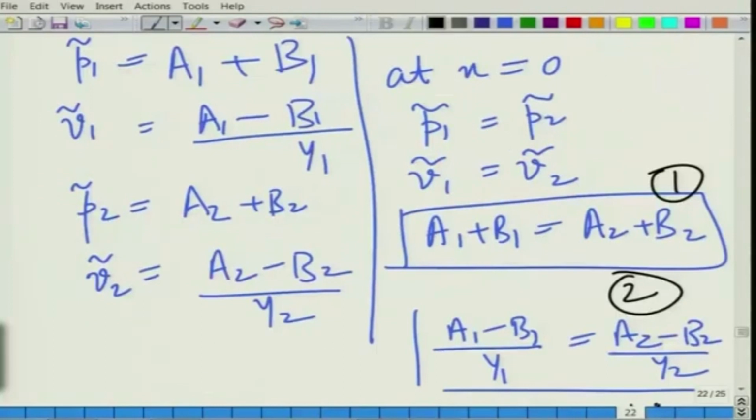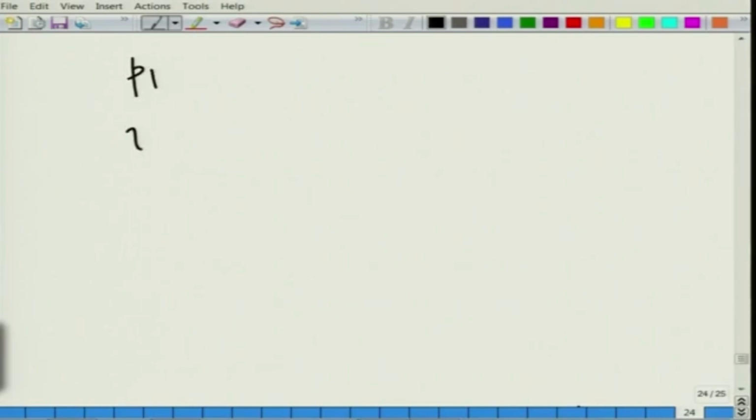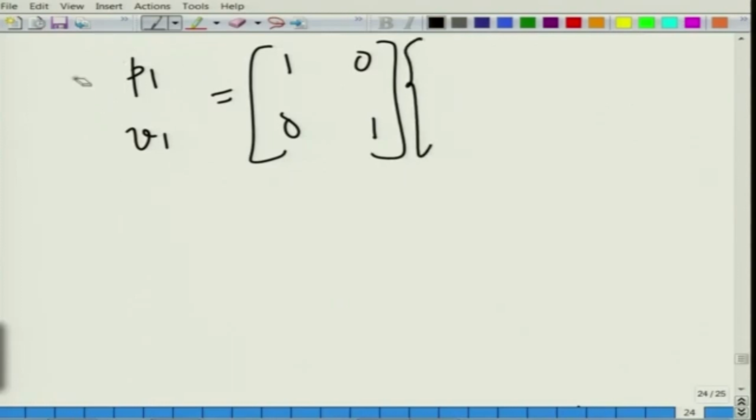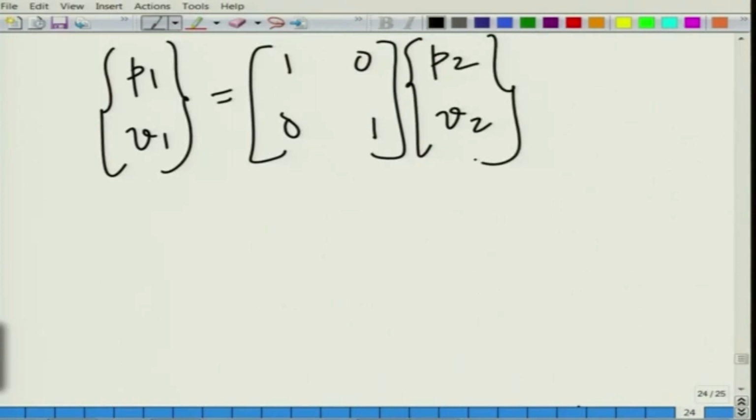So, when we have this condition P1 is equal to P2, V1 is equal to V2, we can write this set of equations as P1 V1 is equal to the 1 and 1 identity matrix times P2 and V2. Okay. You can just check by multiplying out the matrices. It's a 2 cross 2 system.